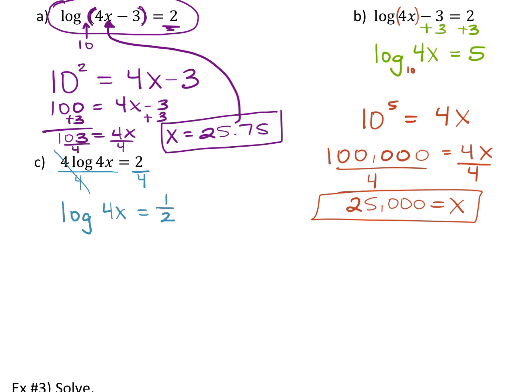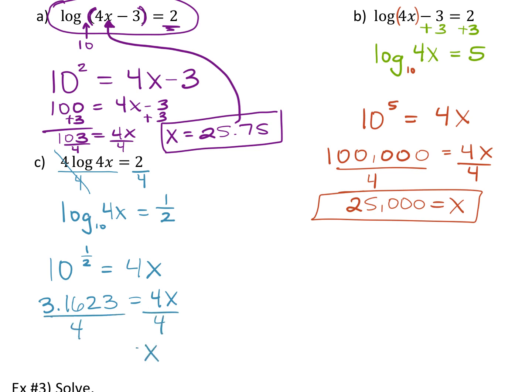What's your next step? Right, write it in exponential form. So it's 10 to the 1/2 power equals 4x. This one's going to come out to a funky decimal. So 10 to the 1/2 power is 3.16223 equals 4x. Okay, and then you would divide by 4. So x is 0.7906.